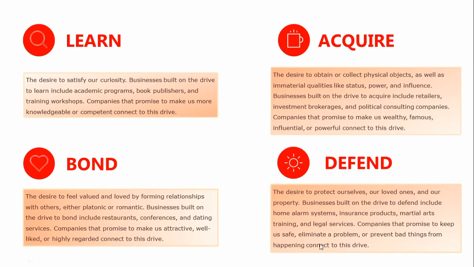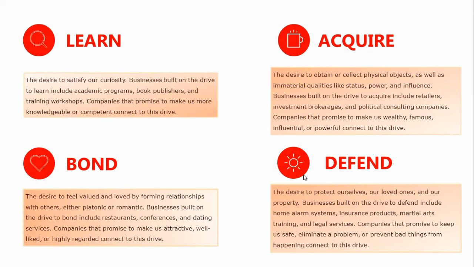For example, legal services like lawyers. These companies or business models promise to keep us safe, eliminate problems, or prevent bad things from happening. So therefore, you have 4 desires that you can build a business model from. We can build a learning business model, acquisition business model, bonding business model, defending business model. There are many desires. You can search for any desire that you want to focus on, and all of your business will rely on this desire, and therefore all of your marketing will refer to this desire.